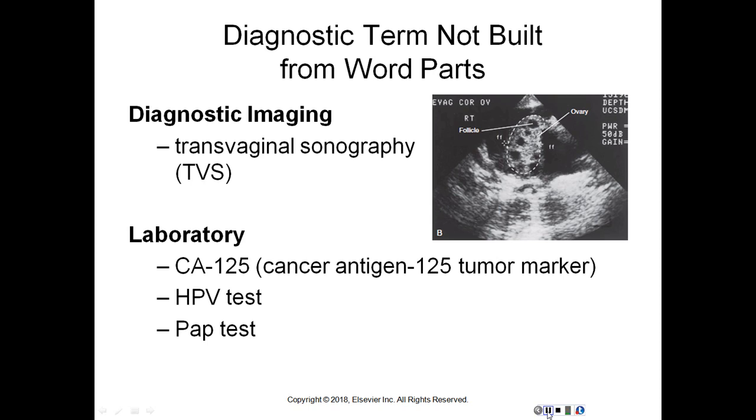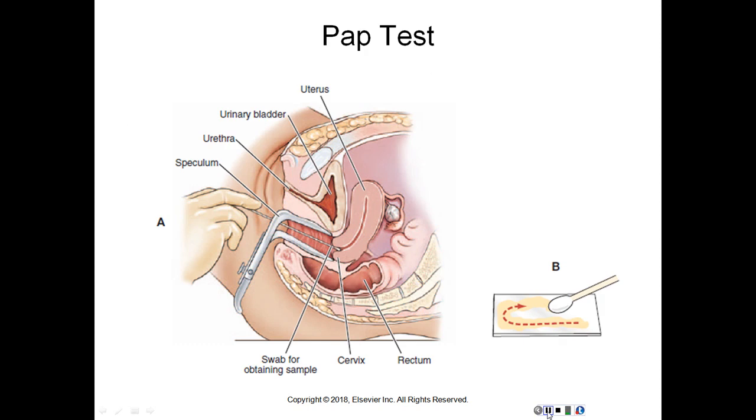HPV test, again that's human papillomavirus, is a cytological study of cervical and vaginal secretions to detect high-risk forms of the human papillomavirus, or HPV, that can cause abnormal cervical cells and cervical cancer, used for cervical cancer screening. Pap test, histological study of cervical and vaginal secretions to detect abnormal and cancerous cells, primarily used for cervical cancer screening. So here is a picture of how a Pap test is conducted.